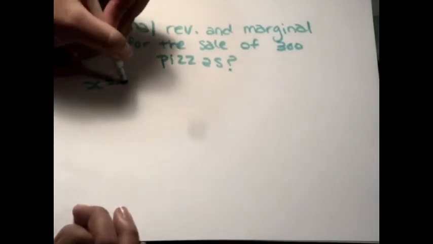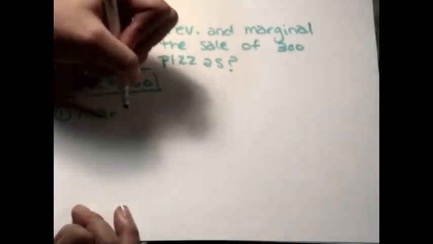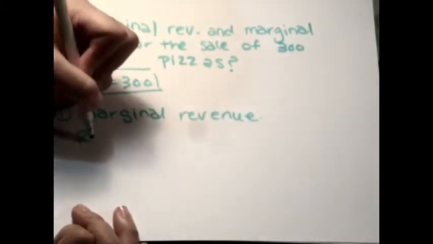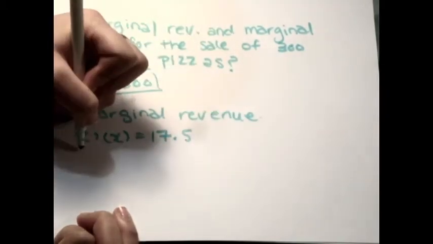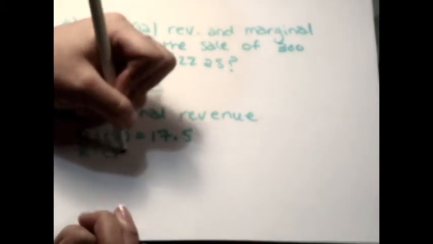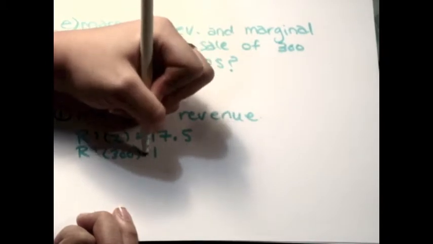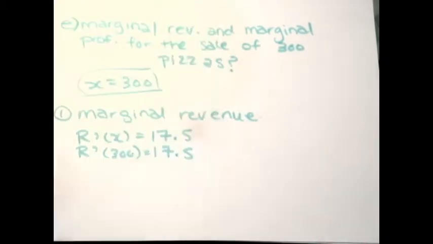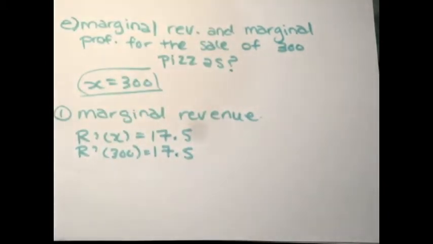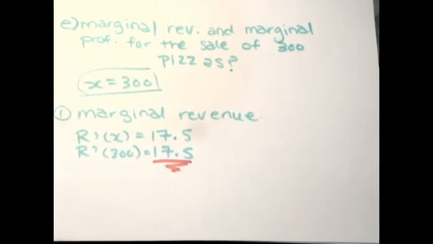Part E asks us to solve for the marginal revenue and marginal profit for the sale of 300 large combo pizzas. So we're going to start off by saying that x equals 300, and we're going to solve for our marginal revenue first. So we know that our marginal revenue is R prime x equals 1750. If we plug in 300 there, we know that R prime 300 is still going to equal 1750, and this just basically means that on the sale of the 300th pizza, we are getting 1750 back, and this is constant for every sale of pizza.